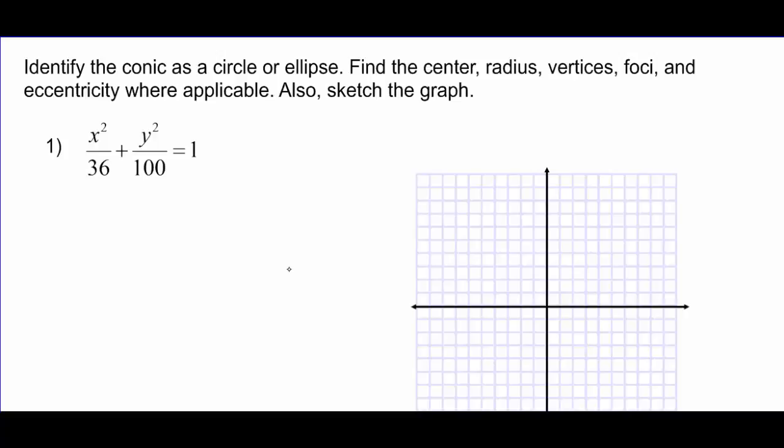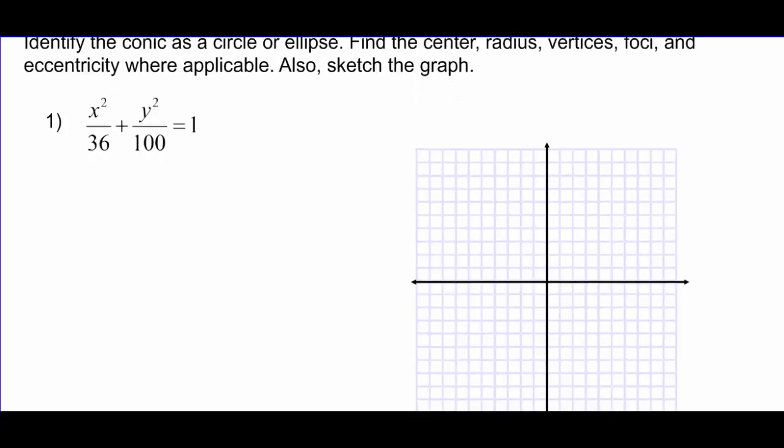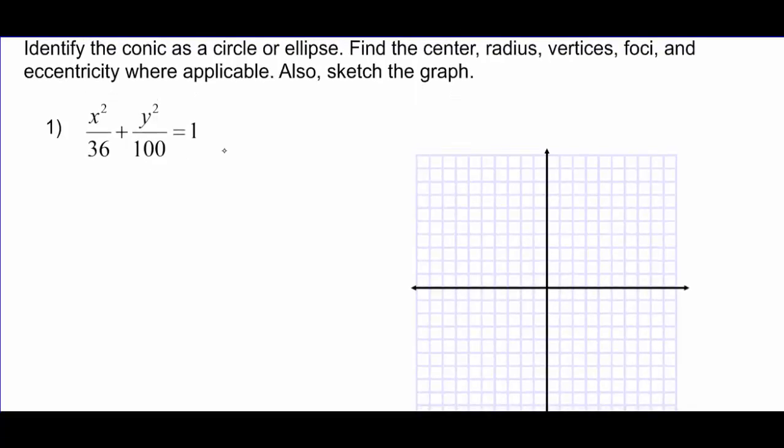All right, let's get right into it. For the next couple of problems, we're going to identify the conic as either a circle or ellipse, then find all the key information, and sketch the graph while we're at it. First thing I want to know is whether it's a circle or ellipse, and that's actually pretty easy. Those two numbers right there tell the story. This is most definitely an ellipse. If it was a circle, those two numbers would be the same.